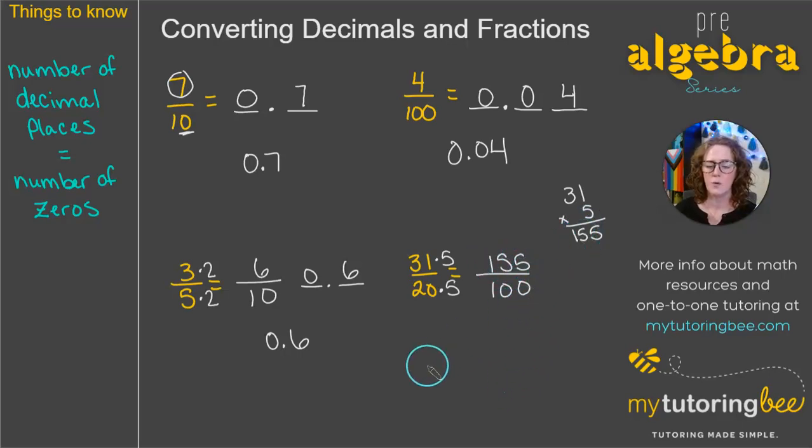All right, so now we know that we have a decimal and we have 2 place values after the decimal point. Now notice that our number in the numerator is a 3-digit number. So we're going to start all the way to the right with that 5 and then work our way backwards. And so now we see that we get 1.55, or 1 and 55 hundredths.